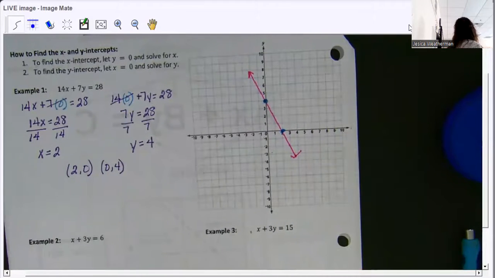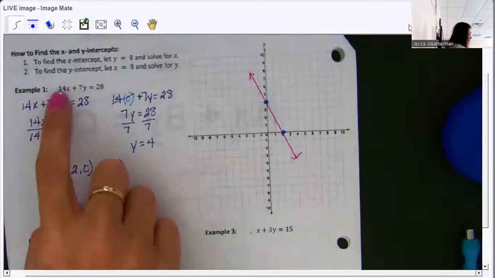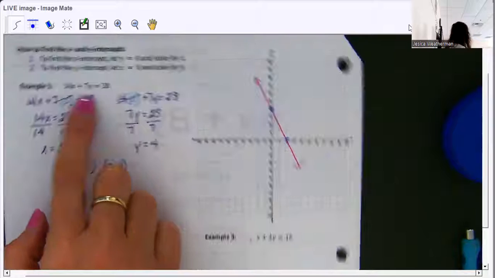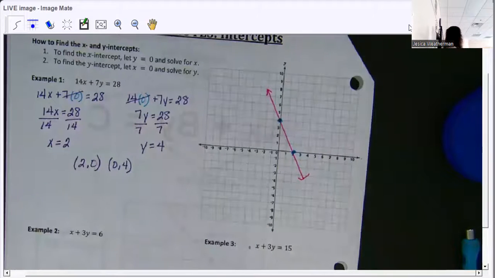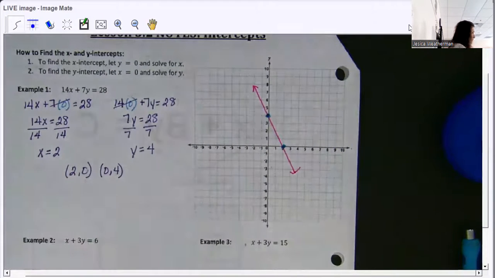This is another way to graph an equation when it is in standard form, ax plus by equals c. This is standard form. If it's not in standard form and it's in slope-intercept form, we're going to graph it differently. If you have a table, you're going to graph it differently. Okay? This is just one other way to graph. So are there any questions about those steps?